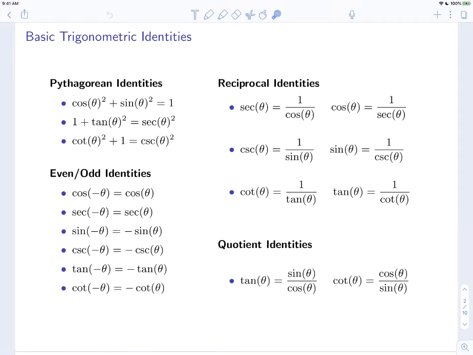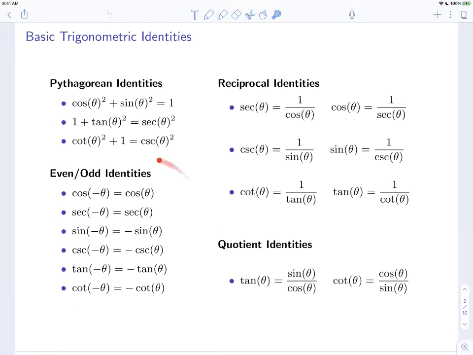The basic Pythagorean identity is cosine squared plus sine squared is equal to 1. If you divide both sides of that by cosine squared, the result is the next Pythagorean identity: 1 plus tangent squared equals secant squared. If instead of dividing this first equation by cosine squared, you divide it by sine squared, you end up with the third: cotangent squared plus 1 equals cosecant squared.